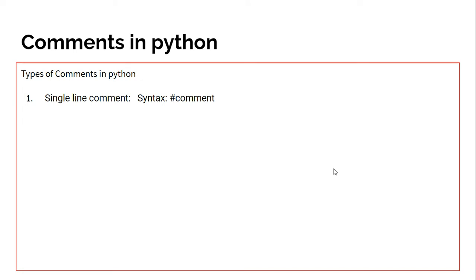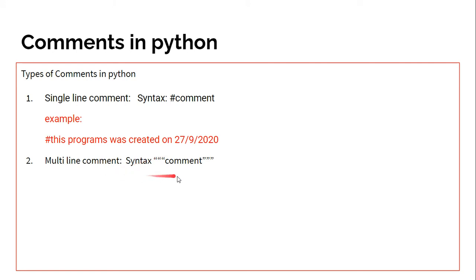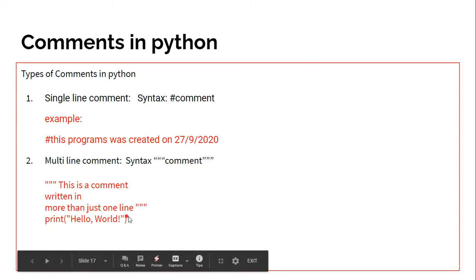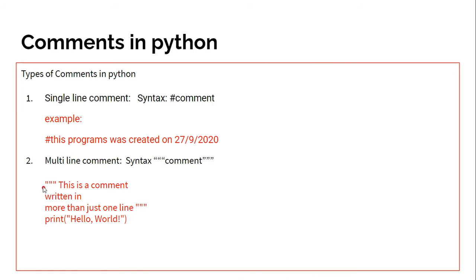First is the single line comment, and the syntax of this is we write a hash and then whatever the comment is. An example of this is: this program was created on 27/9/2020. And second is the multi-line comment. For a multi-line comment, the syntax is that the comment is written inside triple quotes. An example is: this is a comment written in more than just one line, and you can see that it is inside triple quotes.